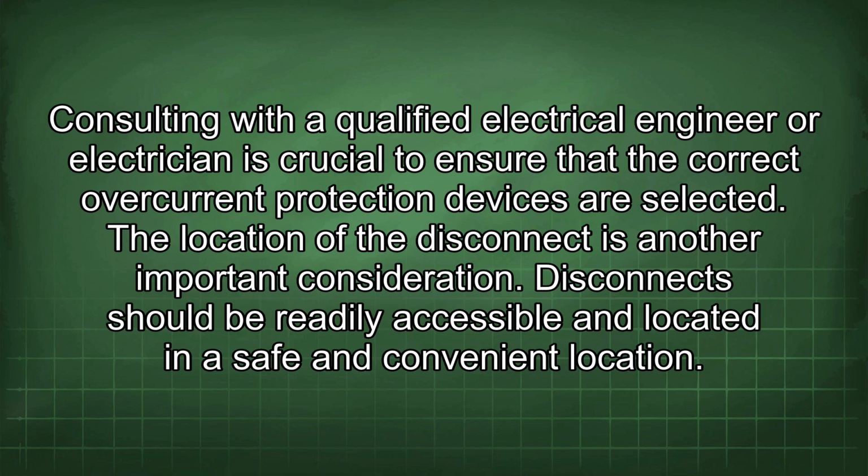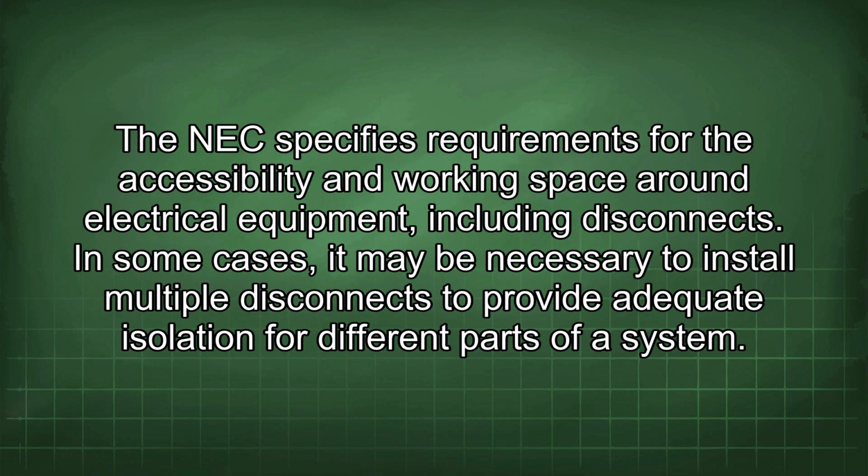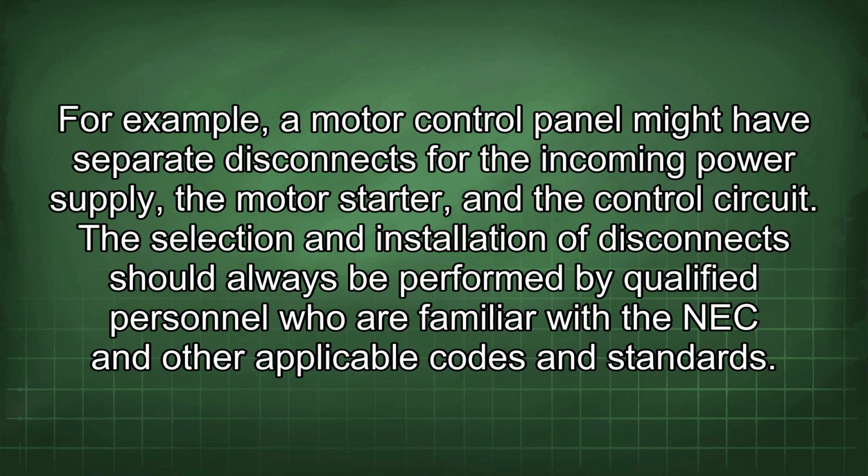The location of the disconnect is another important consideration. Disconnects should be readily accessible and located in a safe and convenient location. The NEC specifies requirements for the accessibility and working space around electrical equipment, including disconnects. In some cases, it may be necessary to install multiple disconnects to provide adequate isolation for different parts of a system. For example, a motor control panel might have separate disconnects for the incoming power supply, the motor starter, and the control circuit. The selection and installation of disconnects should always be performed by qualified personnel who are familiar with the NEC and other applicable codes and standards.